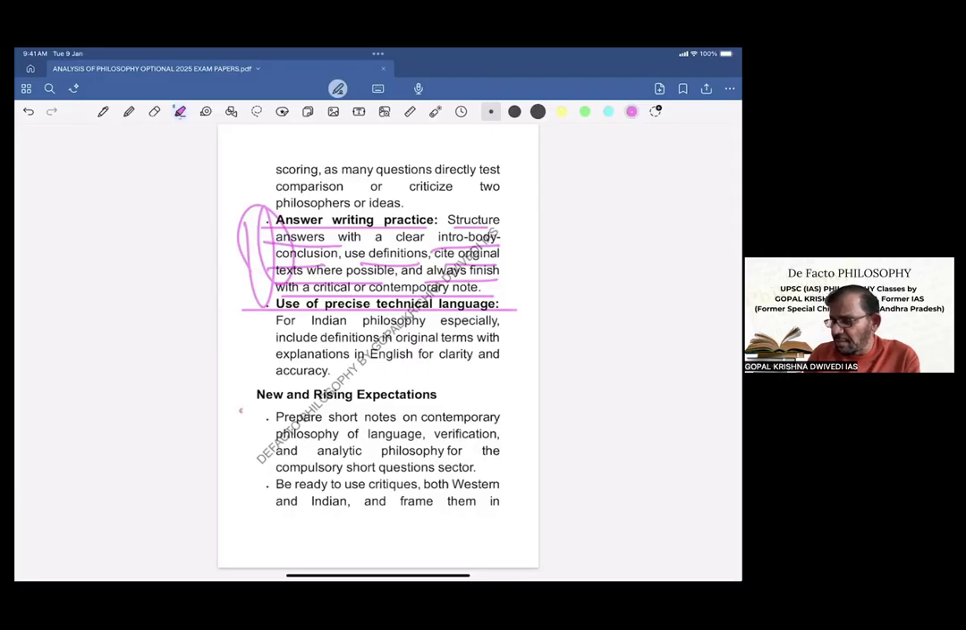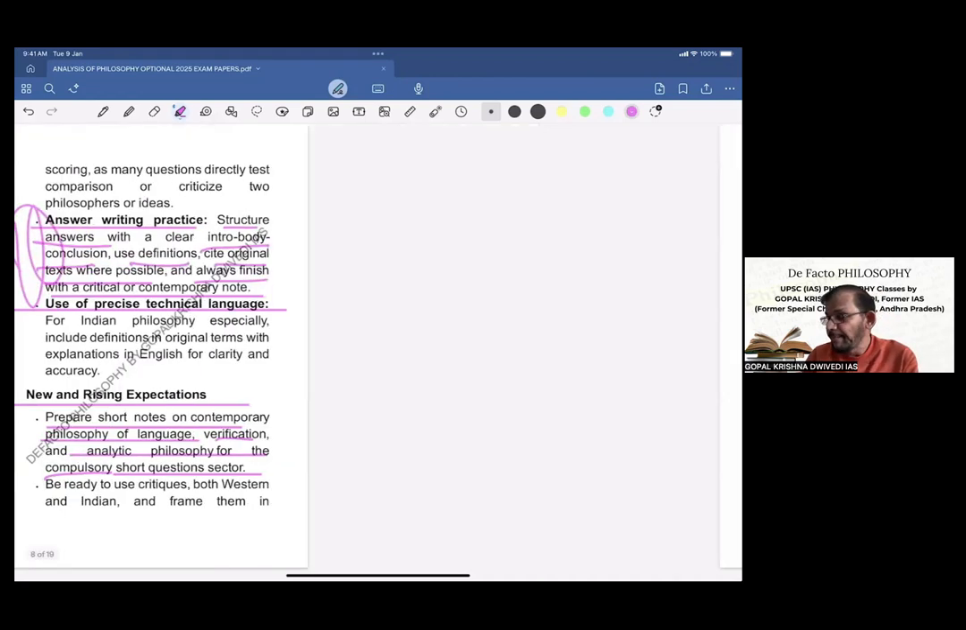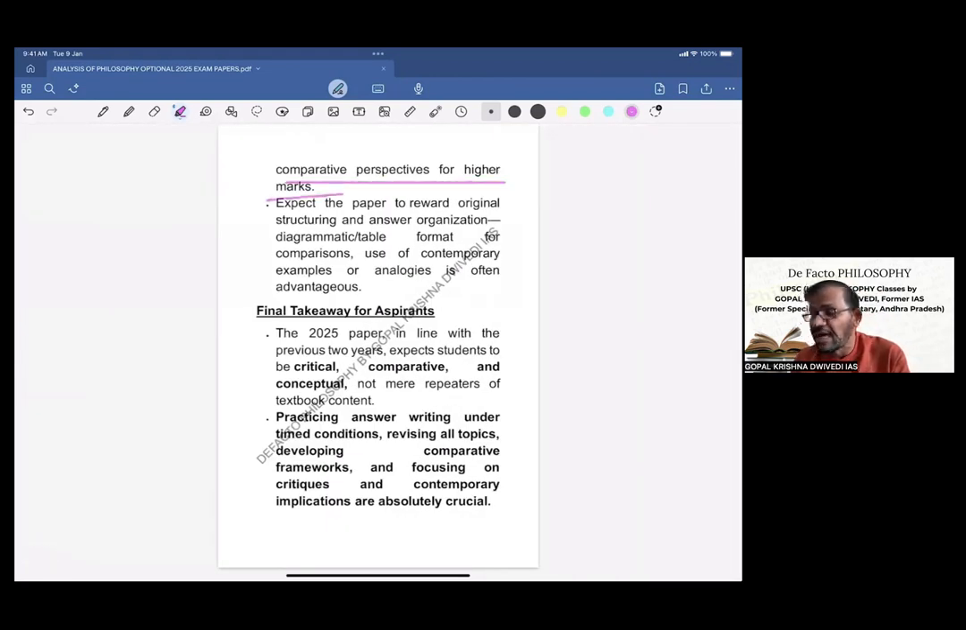Then again, there are some new and rising expectations. This kind of preparation strategy, and what I have told earlier, is what students basically do prepare, but sometimes their focus is only on descriptive preparation, not on evaluative preparation. So this has been emphasized till now. But then there are some additions also one should do. For example, prepare short notes on contemporary philosophy of language, verification, analytic philosophy for the compulsory short question section. Be ready to use critiques, both Western and Indian, and frame them in comparative perspectives for higher marks.